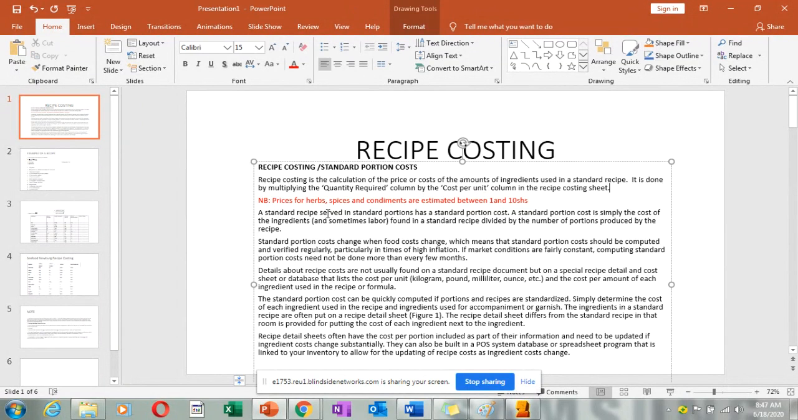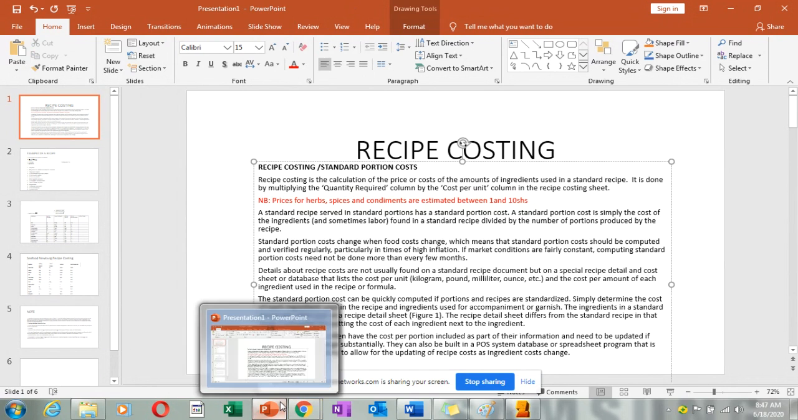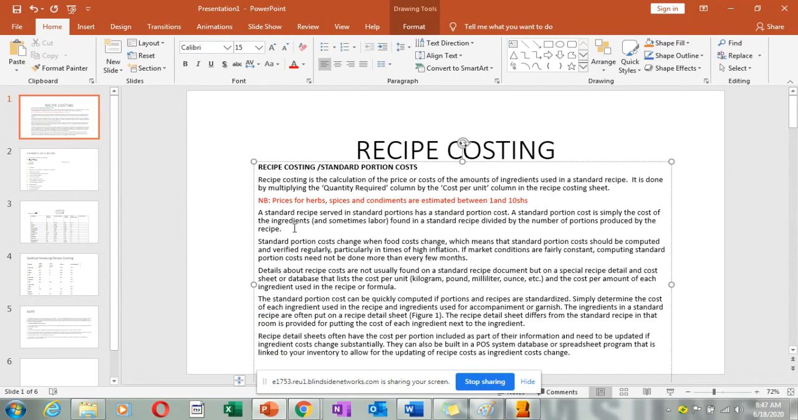Note that prices for herbs, spices, and condiments are estimated between 1 and 10 shillings. So we don't calculate for like two pieces of cinnamon sticks because it will be such a tedious job. So we only estimate between 1 and 10 shillings. Okay. So a standard recipe served in standard portions has a standard portion cost. So the recipe cost can also be called the standard portion cost. So we can actually be able to calculate only for one person. I'll be showing you that maybe when we are done with this.